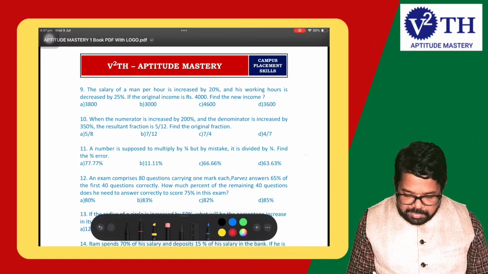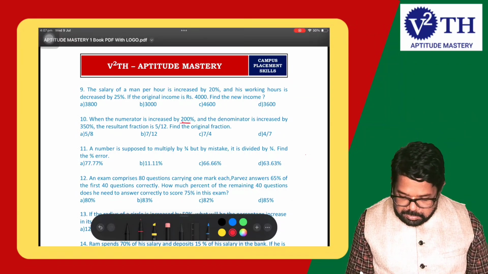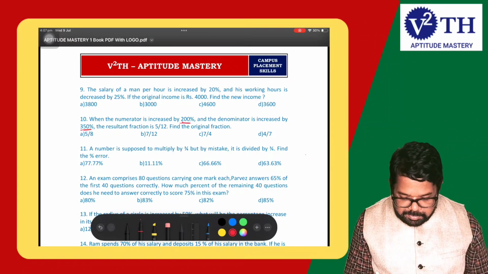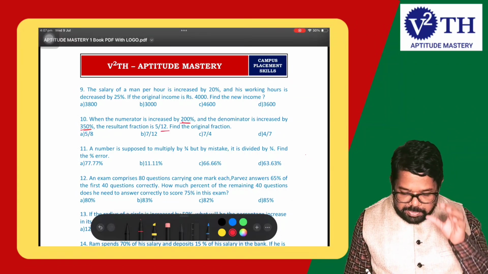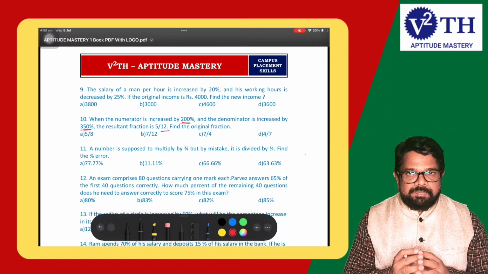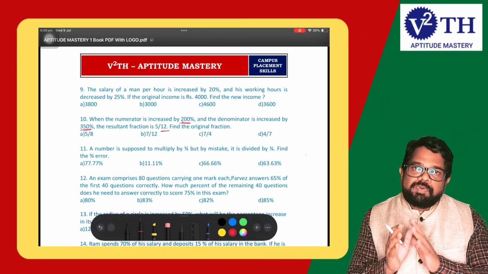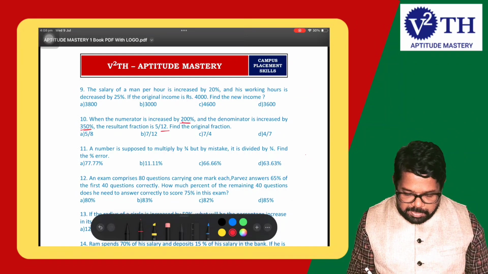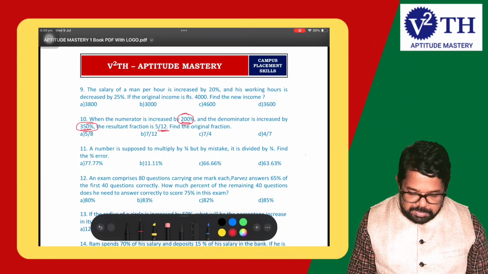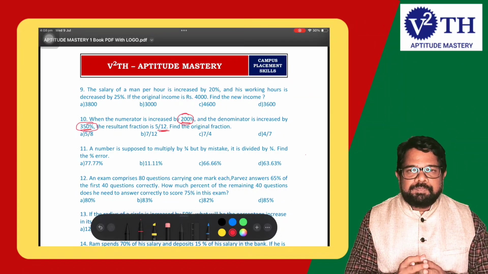When the numerator is increased by 200%, and the denominator is increased by 350%, the resultant fraction is 5 by 12. Find the original fraction. So the original fraction you have to calculate. Numerator increases, denominator increases. After increasing, its value is given as 5 by 12. So first you have to analyze the given data carefully.